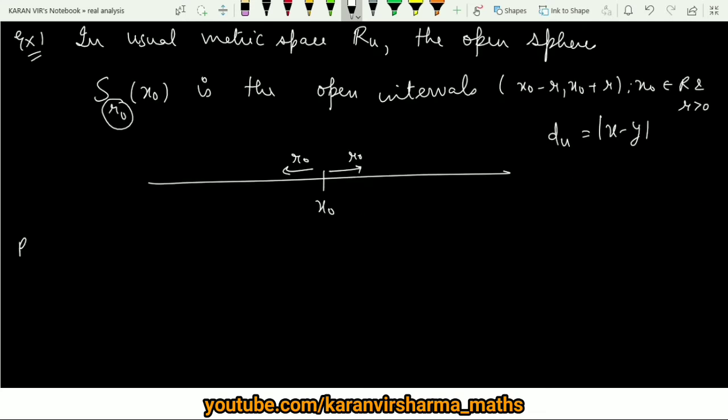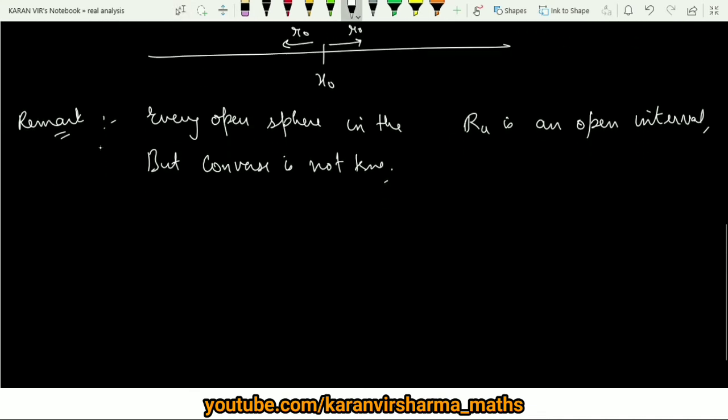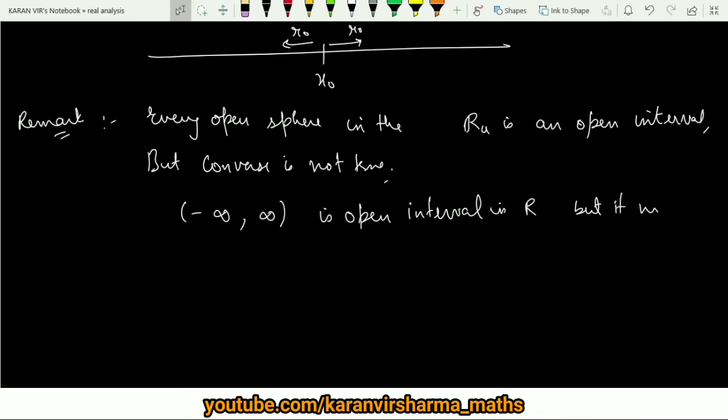A very important remark here is that every open sphere in R under usual is an open interval, correct? But the converse is not true. Why does this happen? Because if I consider any open interval, such as minus infinity to infinity, this is an open interval in R, but it is not an open sphere. So this is a very important remark here.